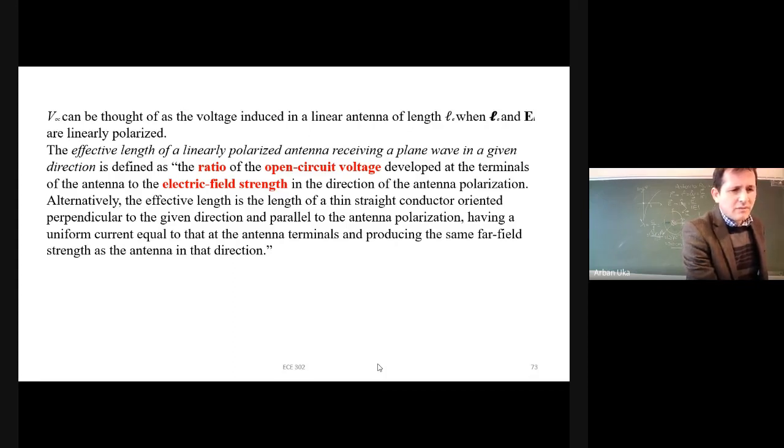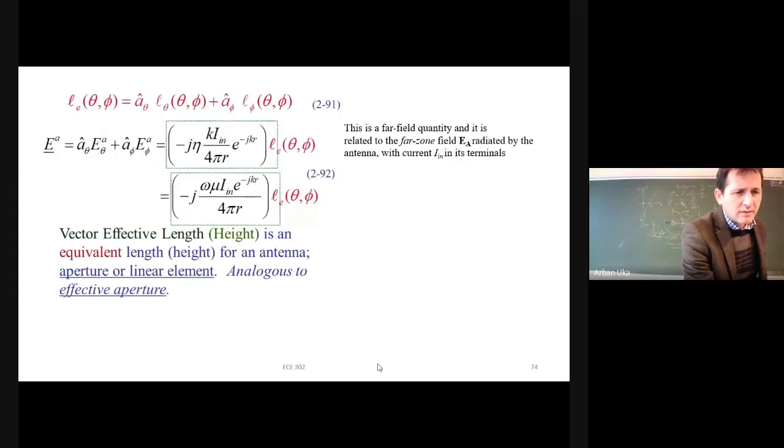Okay. Now, the second sentence is slightly more intuitive. So the effective length is the length of a thin straight conductor oriented perpendicular to the given direction and parallel to the antenna polarization, having a uniform current equal to that of the antenna terminals and producing the same far field strength as the antenna in that direction. Okay.